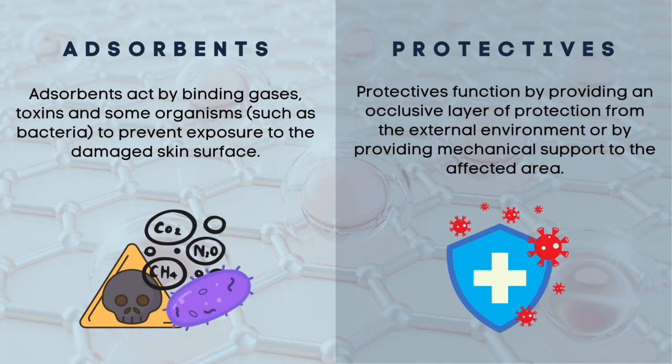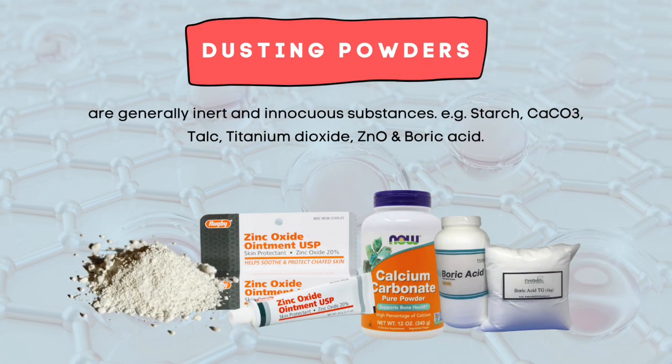So, what are the differences between the two? Adsorbents act by binding gases, toxins, and some organisms such as bacteria to prevent exposure to the damaged skin surface, while protectives function by providing an occlusive layer of protection from the external environment or by providing mechanical support to the affected area. Protectives and adsorbents can further be divided into two subclasses: dusting powders and mechanical protectives.